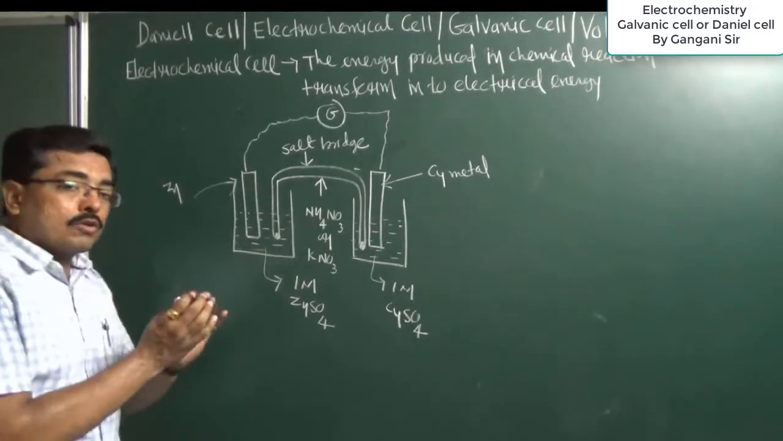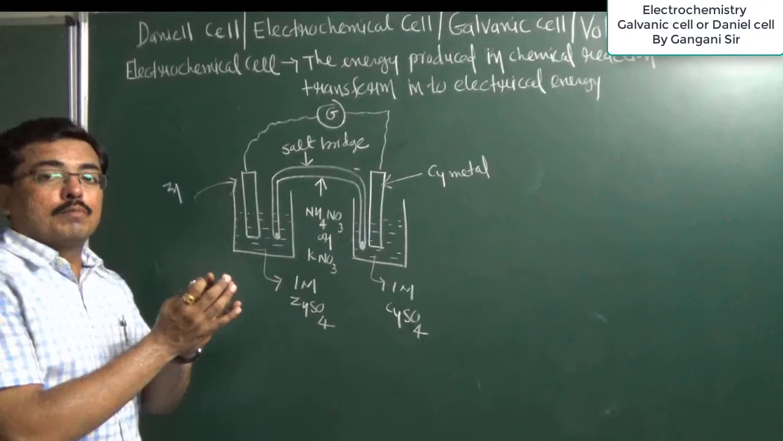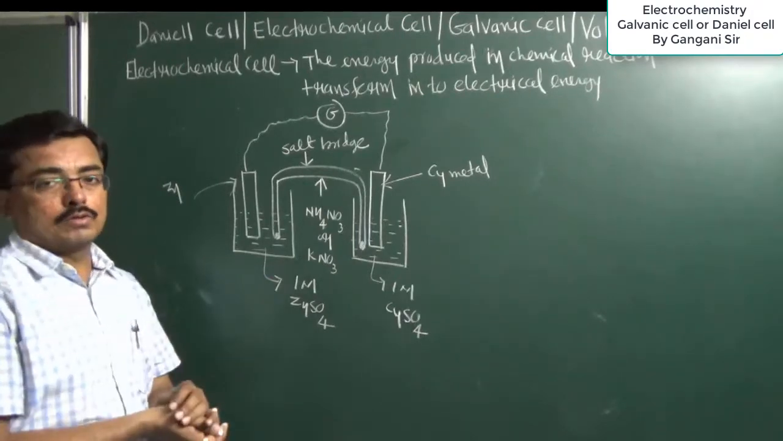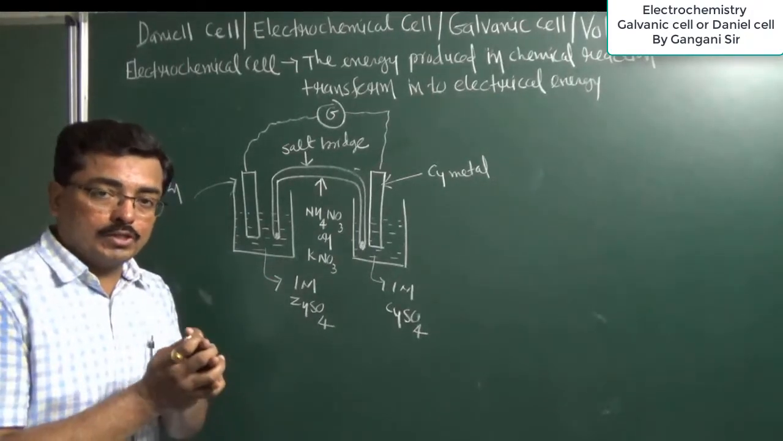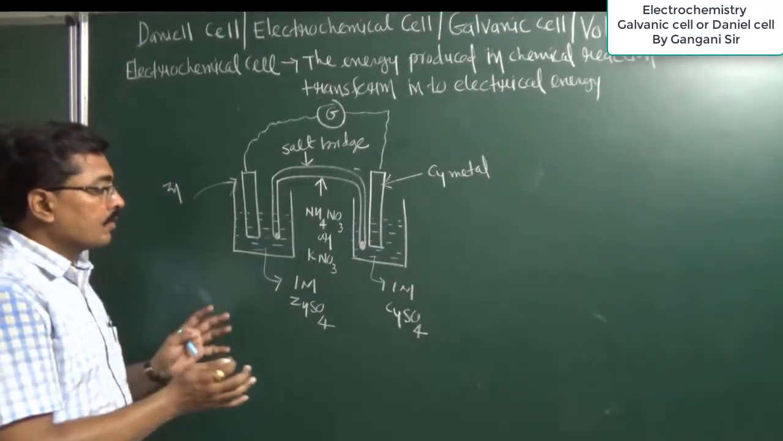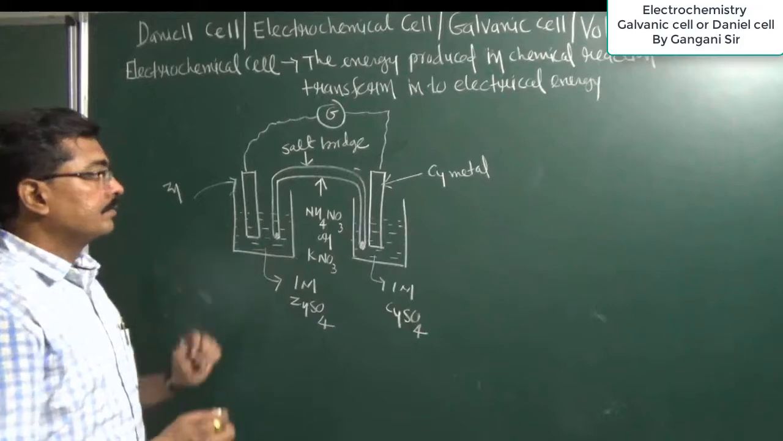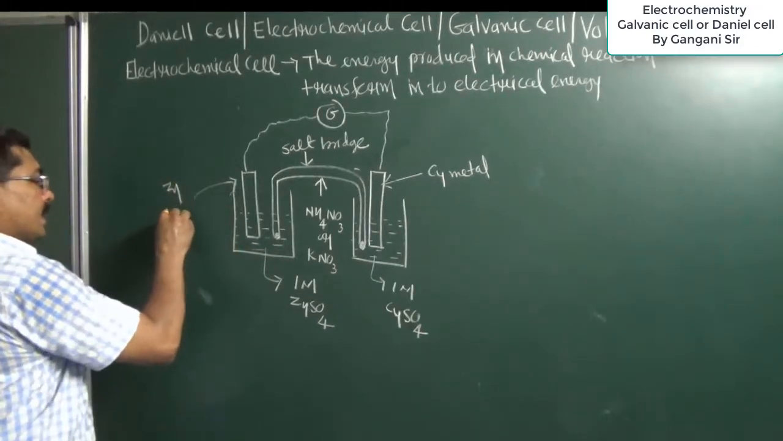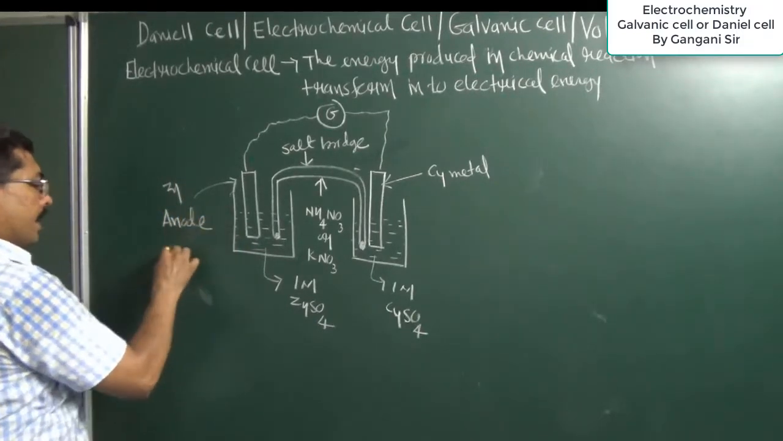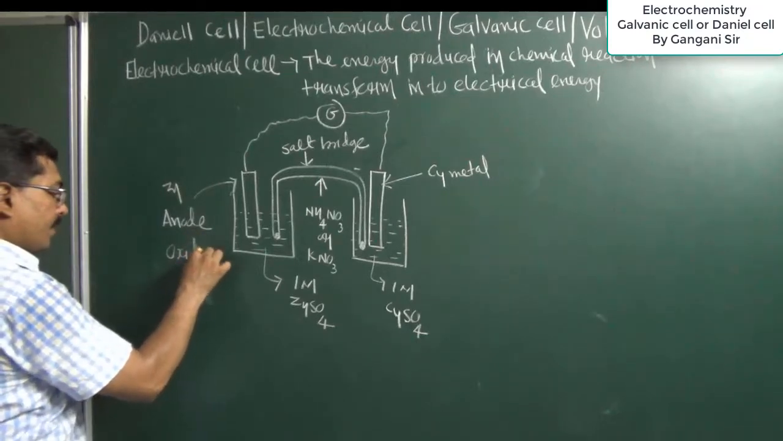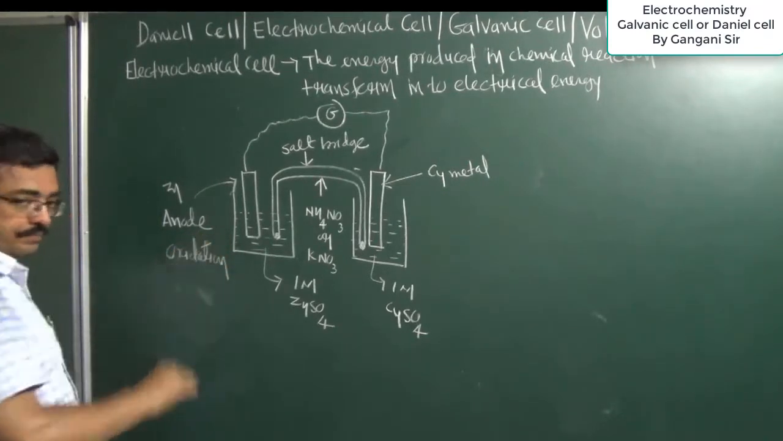Now the electrode whose reduction potential is more will act as a cathode, and the electrode whose reduction potential is less will act as an anode. So out of this, zinc electrode will act as an anode. So now zinc electrode is working as an anode. So on anode oxidation reaction will take place or occur.